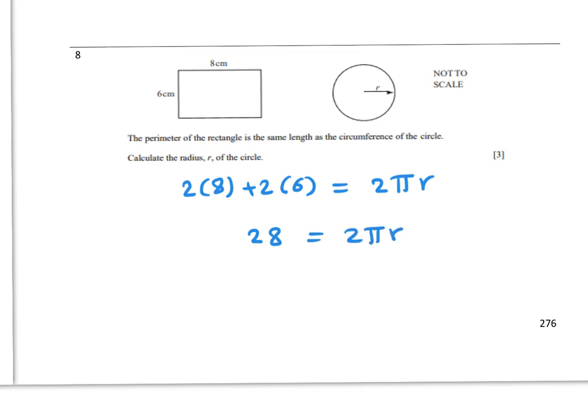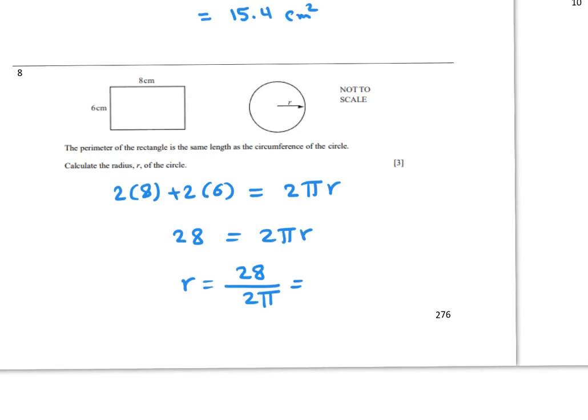Now how to find r? We put 2 pi on the other side, so it's 28 divided by 2 pi. If you use your calculator, the answer is 4.46 to 3 significant figures. 4.46 centimeters.